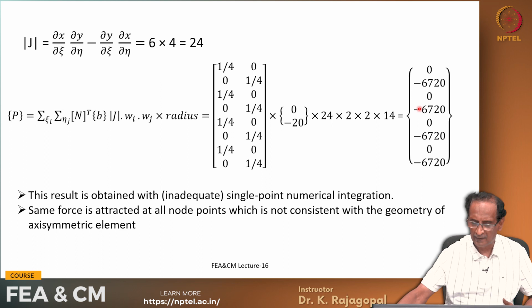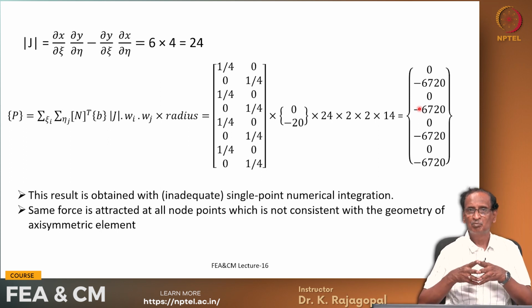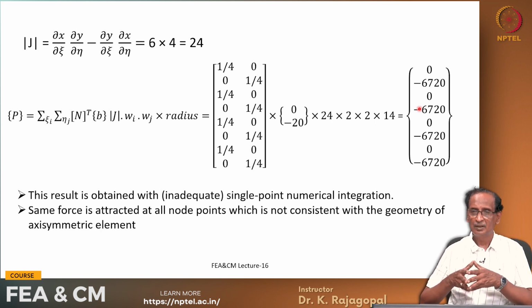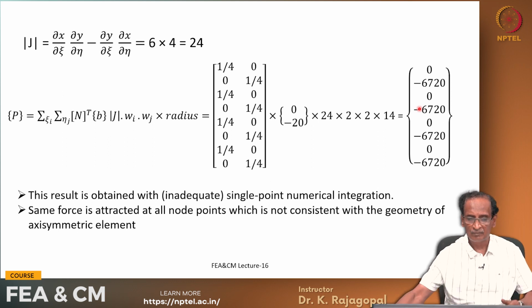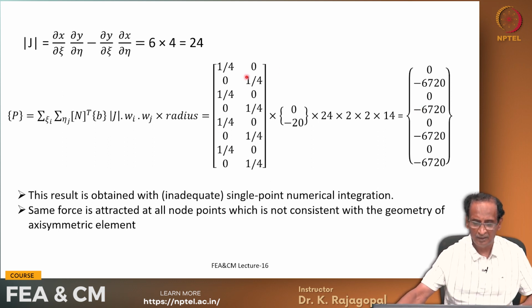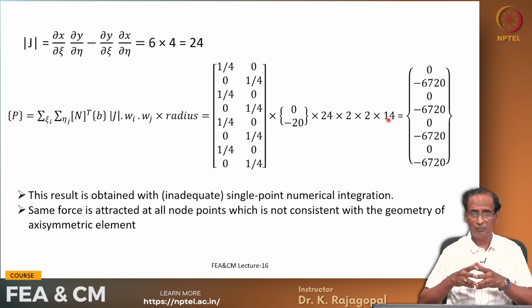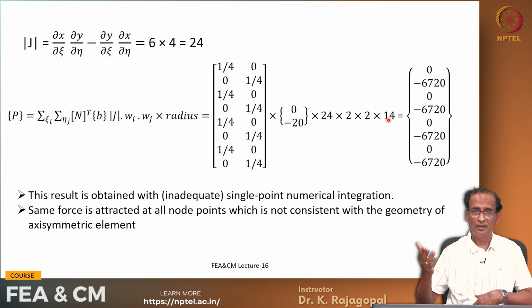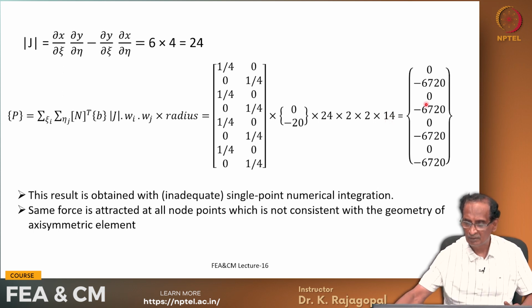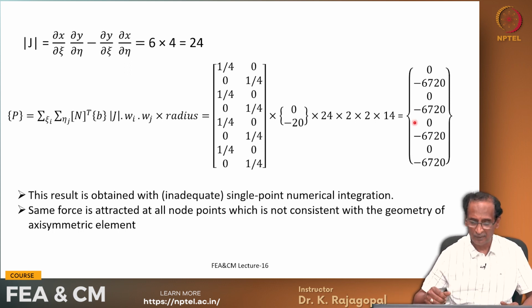We can realize that this is not correct, because our order of polynomial is 2. The order of polynomial in the shape functions is 1, and for the radius it is 1, so the total order of polynomial is 2. That means you need a minimum of 2 point integration for getting a good result. So this distribution is not consistent with the type of element.